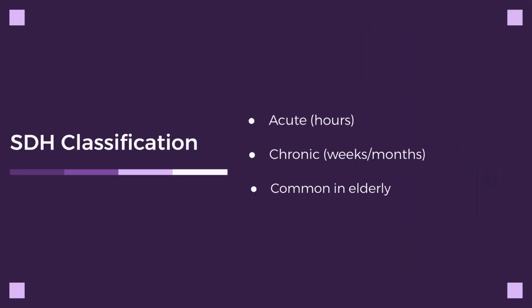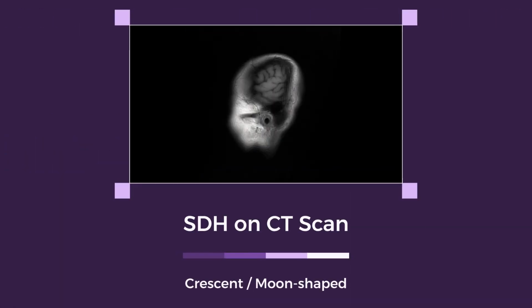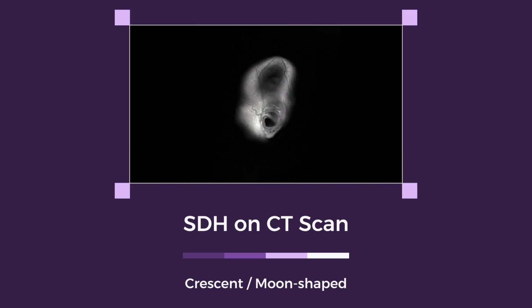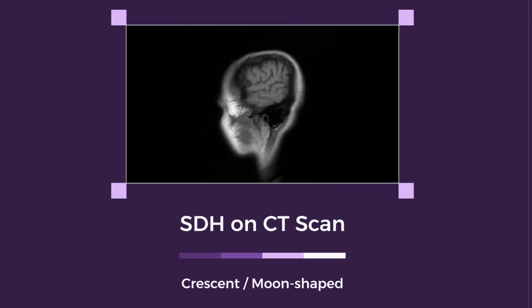SDHs are classified by the timeline of symptom onset. Acute SDH symptoms appear quickly, while chronic SDH develops over weeks and is common in the elderly or those with brain atrophy. The subdural hematoma has a distinct crescent or moon shape on a CT scan. Unlike EDH, it can cross suture lines, but it stops at the midline.